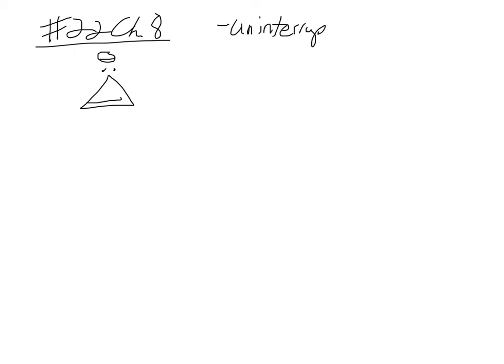Uninterrupted pi system, not just pi bonds, pi system in a ring, right? Has to be in a ring. Uninterrupted pi system, right? That means you can have lone pairs, that means you can have pi bonds. Uninterrupted pi system in a ring.